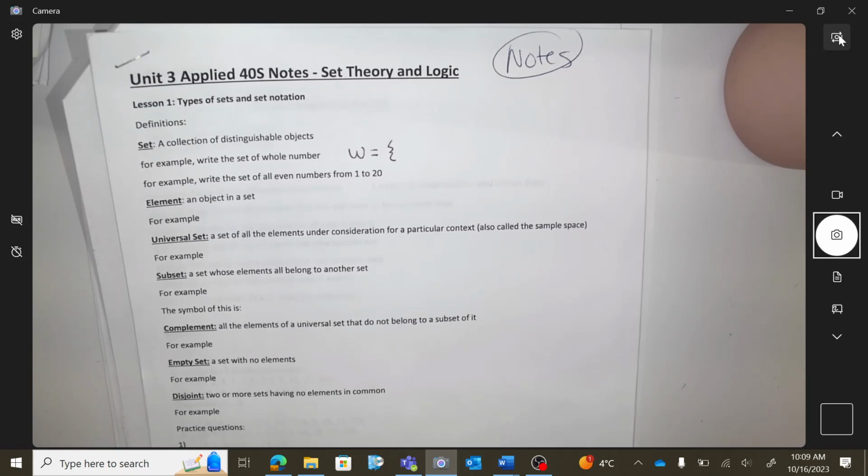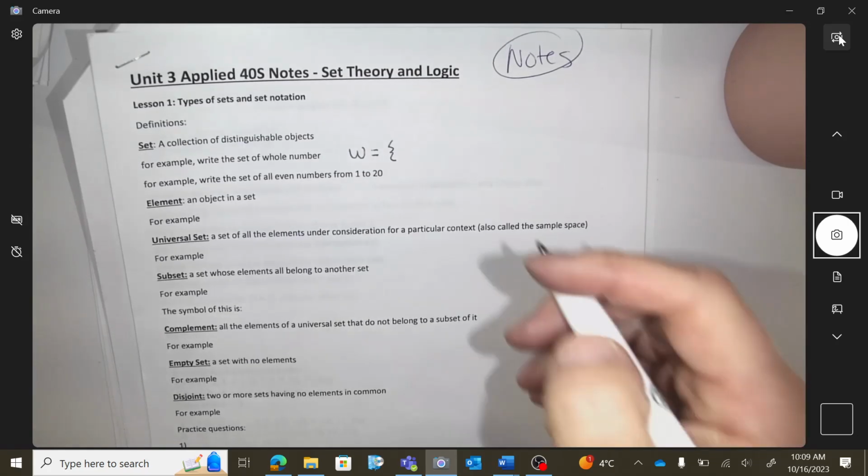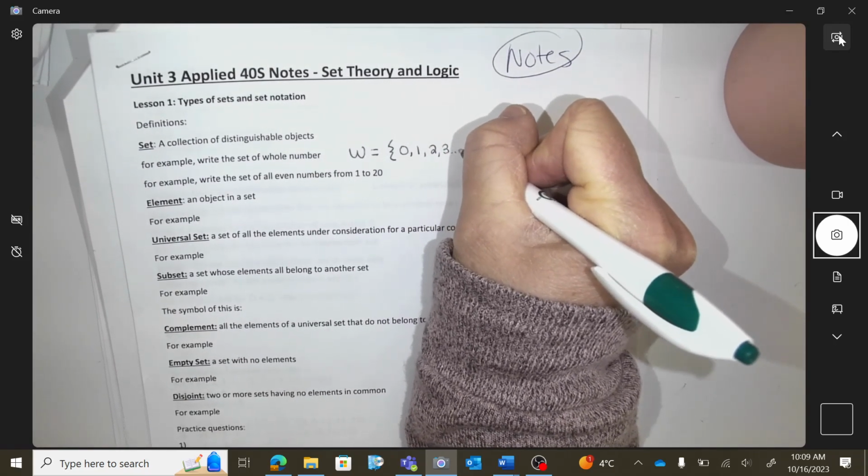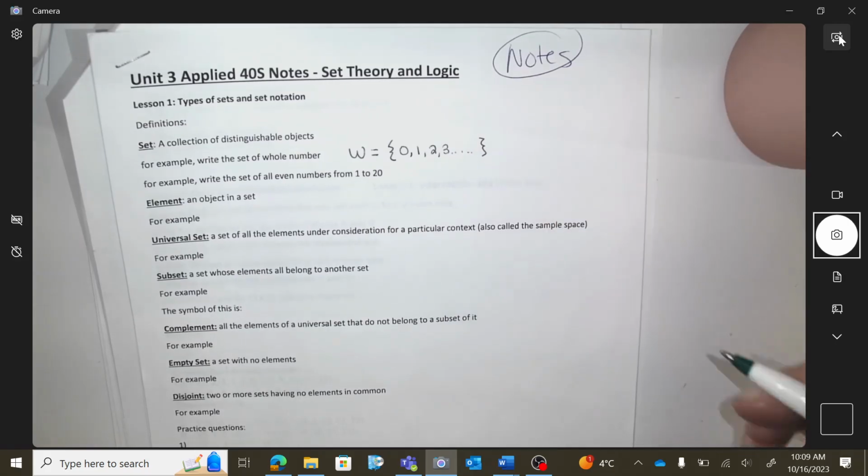Does anybody know how a whole number starts? What's the very first whole number you can have in math? 0 is the first whole number, and then 1, and then 2, and beyond. I'm obviously not going to list them all because it would go on and on forever.